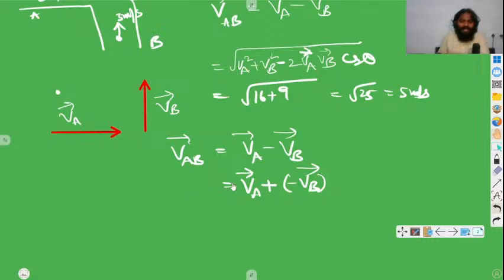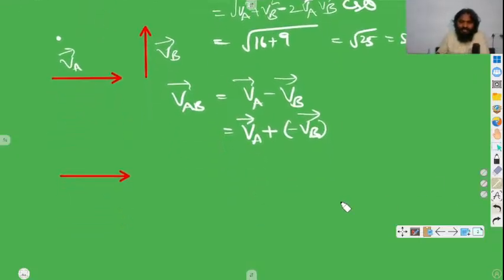Now V_A is the same 4 centimeter, in the same direction as I have drawn here. And V_B has a minus sign, so I will take it negative, downwards, 3 centimeters downwards. Now these two are the vectors, and the resultant connects them, tail to tail and head to head, and exactly 5 came, right?